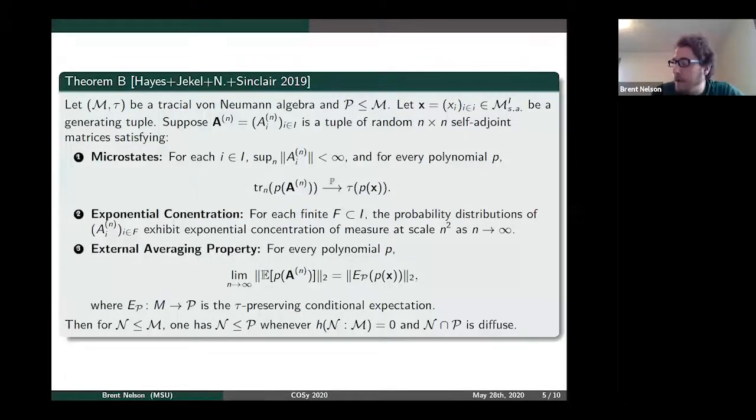So in the interest of time, I won't go into detail about how you prove Theorem A from Theorem B, but for the experts, it might be sort of obvious. You just show that in this free product situation, you have these microstates, exponential concentration, and external averaging properties. And well, let me flash back to Theorem A real quick.